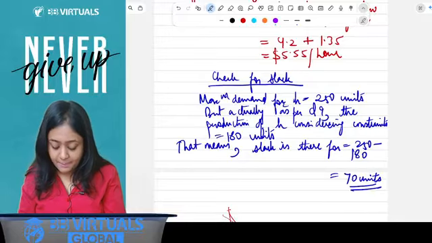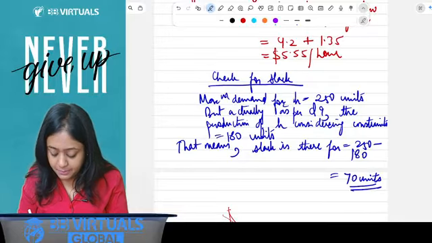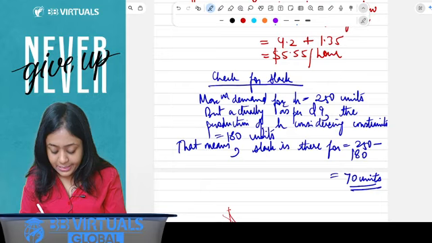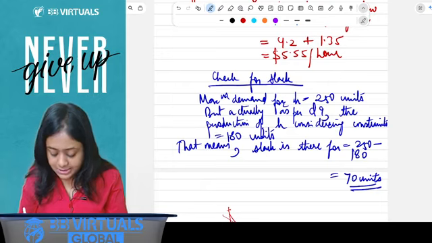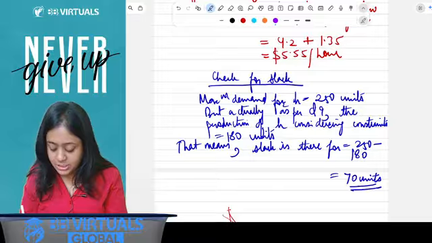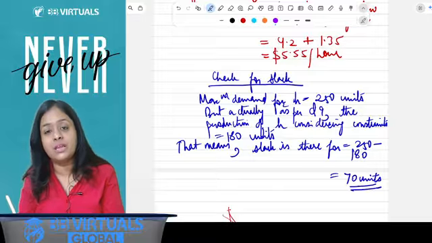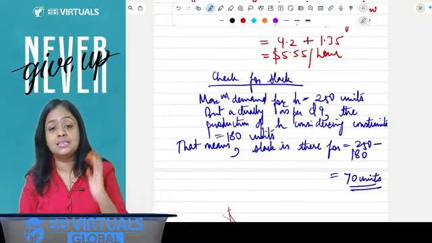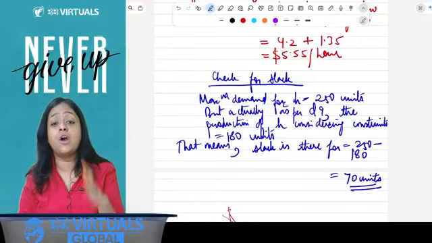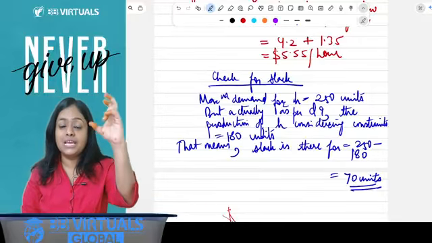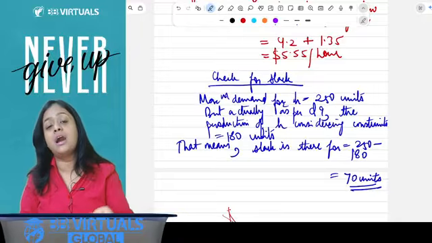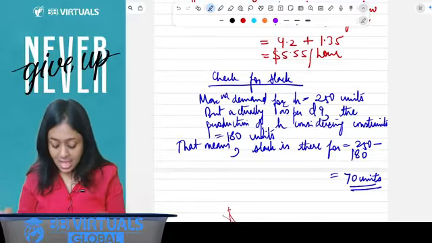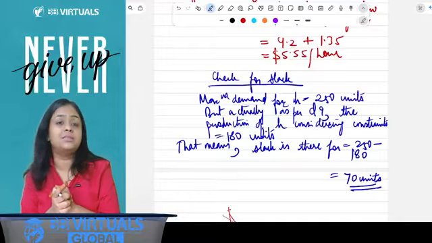Okay, just one example for slack. Maximum demand for H is 250 units, but as per this, the production of H considering the constraint is only 180 units. So production we have done only for 180 units, capacity is 250 units, so we have a slack of 70 units. That means H has extra capacity, extra hours of 70 units. I hope I'm absolutely clear with this summary.